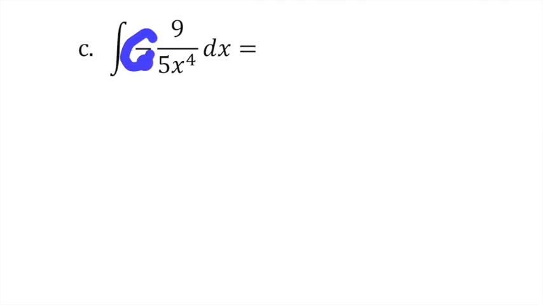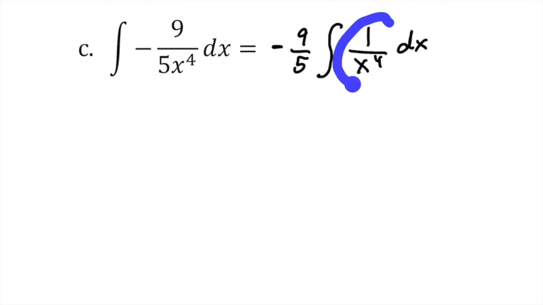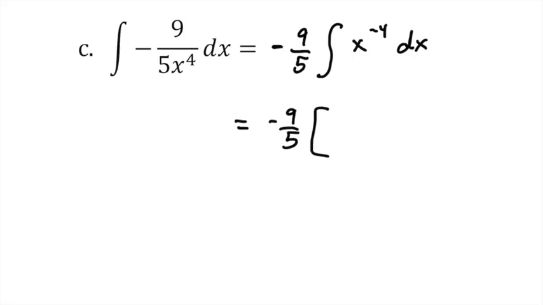I'm going to pull the negative outside and the 9/5 to make this a little bit easier. And then again, I'm going to rewrite this as a negative exponent. So 1 over x to the 4th is going to be x to the negative 4. So I'm going to add 1 to the exponent, and that gives me x to the negative 3. And then I'm going to divide by negative 3 as well.